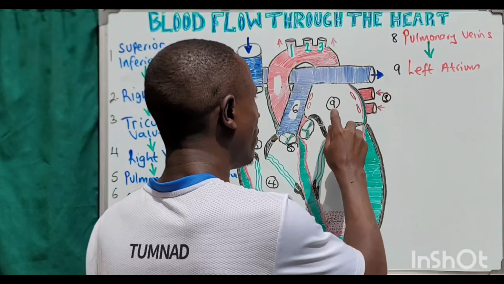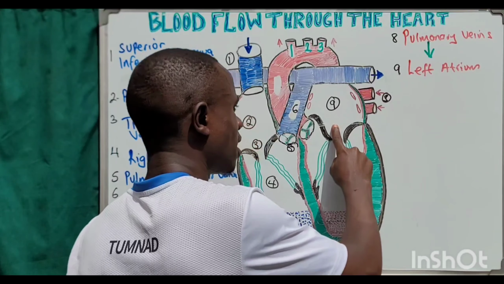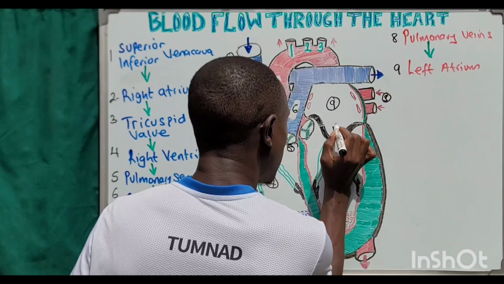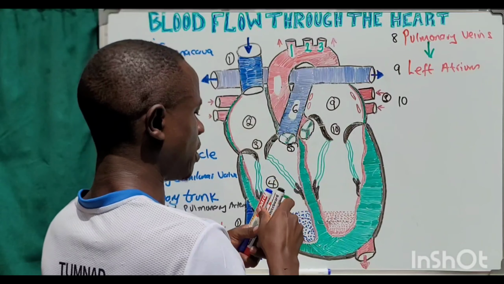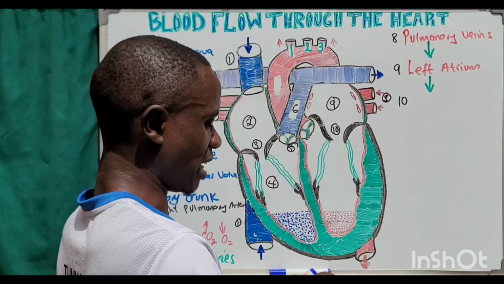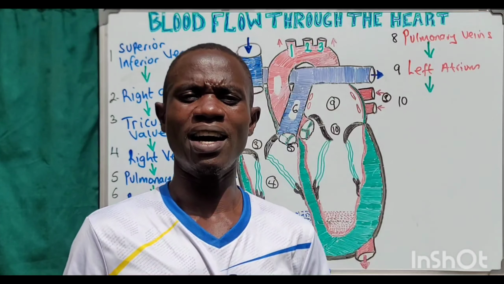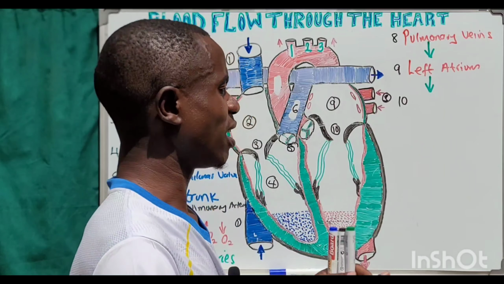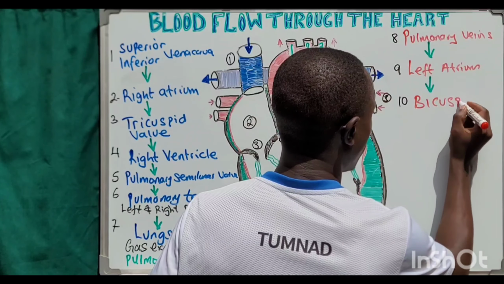But as this blood moves down, it has to knock on these structures. You know how these structures are called? I'm going to put them as step number 10. So the question is, how do we call those structures? They have a couple of names. They are called the bicuspid valves, the mitral valves, or also the left atrioventricular valves. But the word I can use here is the bicuspid.